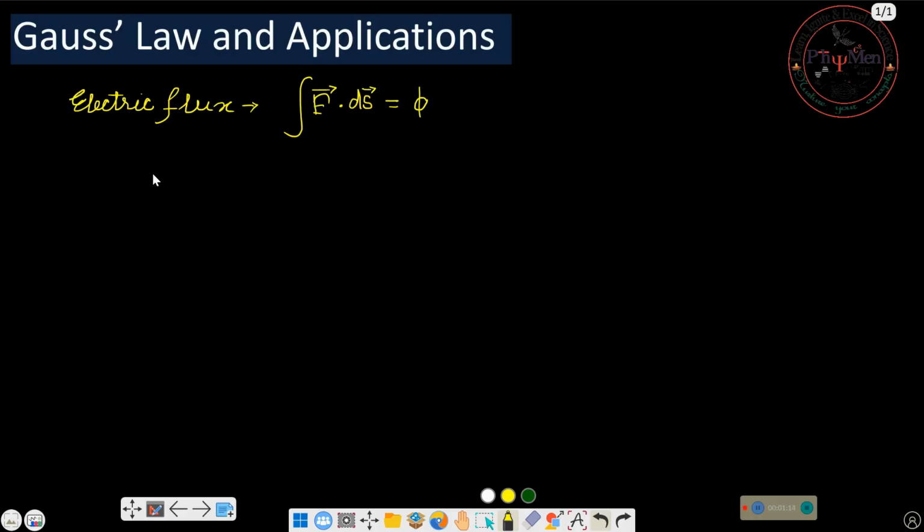Okay, so this is for the open surface. For a closed surface, it is written using this symbol: the closed integral of E dot dA, the dot product of the electric field vector and the area vector, is equal to phi. So this is written for the closed surface.